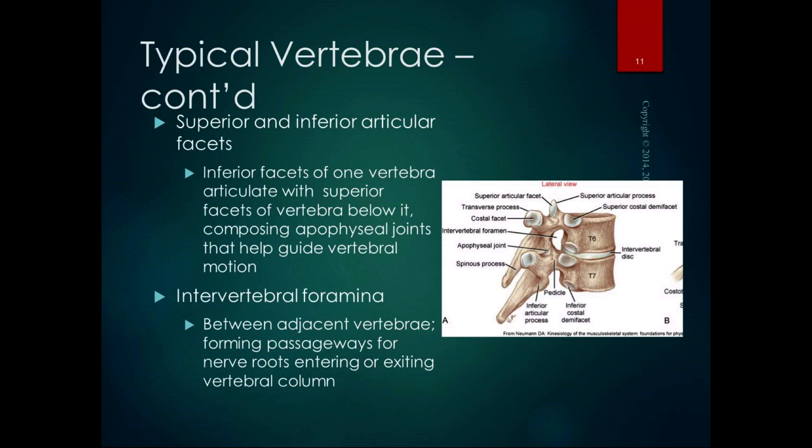When we talk about the individual segments of the spine and the vertebrae of that segment, I will talk about how that happens. The intervertebral foramina is between adjacent vertebrae, and it forms passageways for the nerve roots entering or exiting the vertebral column from the spinal cord to the periphery. So you can't have an intervertebral foramen unless you have two vertebrae. So the two vertebrae stacked together form that hole, and the whole chain of them are foramina. Foramina is the plural, foramen is the singular.